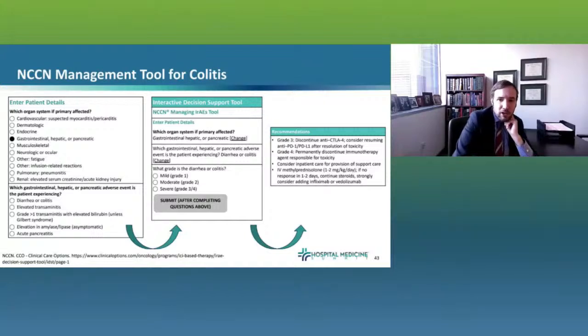One thing I didn't talk about earlier is if someone is refractory, there's actually a lot of research into patients that are having immune-related adverse events that are refractory to steroids, and we're looking at things like infliximab or vedolizumab, but those are not without toxicity either.